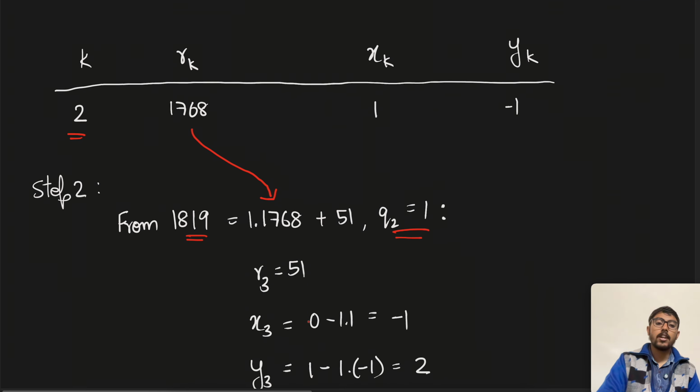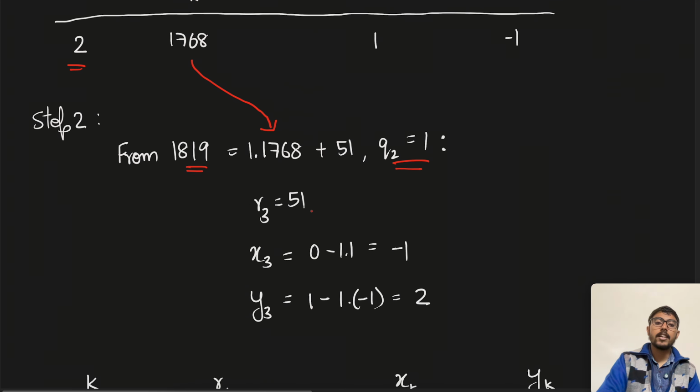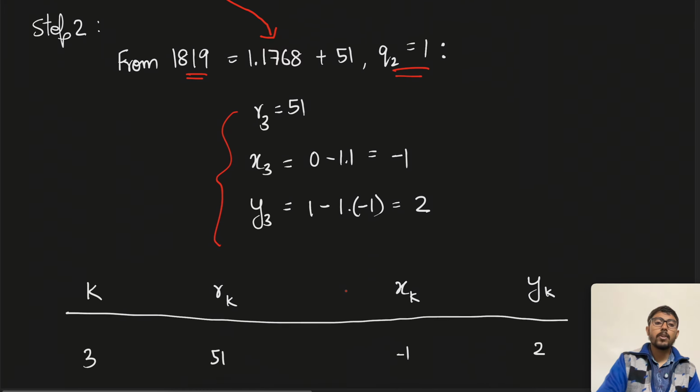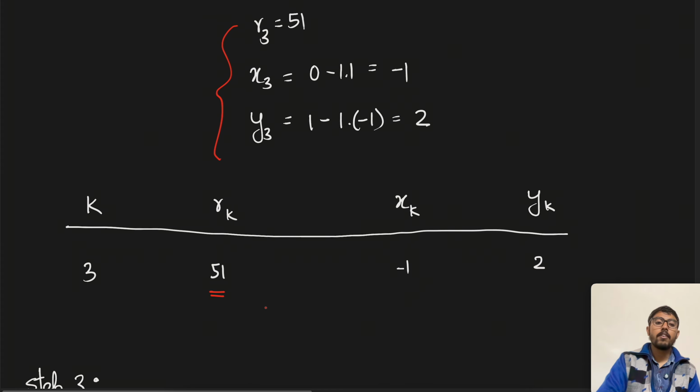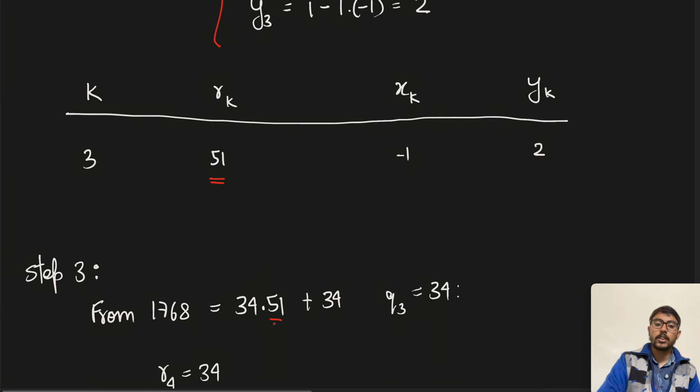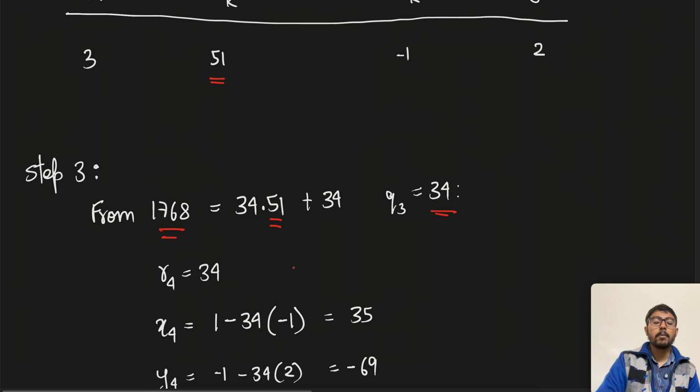So it is 1. Now we can again find R3, X3 and Y3, right. We get these values, we will have to put them in the next row, right. Then we will get 51 as the new Rk, we will again have to put that into the equation, right. And as you can see, 1768 is just the previous Rk, that is Rk minus 1, and here we see that we got 34 as the coefficient, right. We will put those numbers into account.